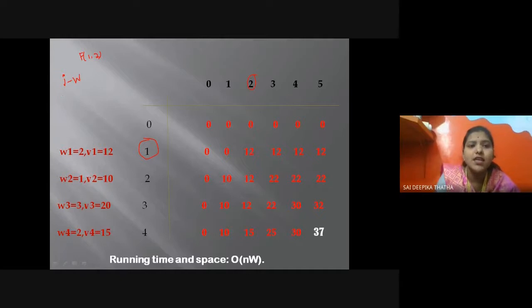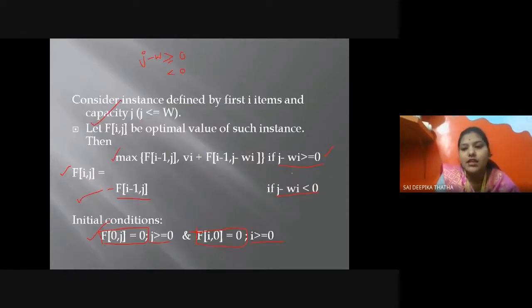What is my j here? This 1 is the i and 2 is the j. What is j? j is going to be 2. What is my w? It is going to be 2. That is 2 minus 2 is equal to 0. So what I need to do, it is strictly greater than or equal to 0.